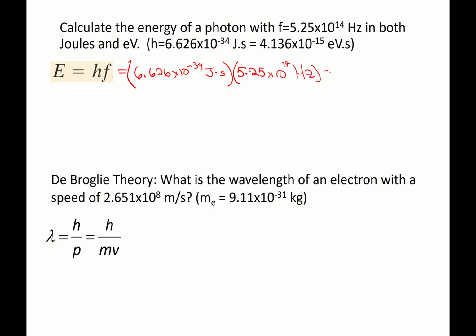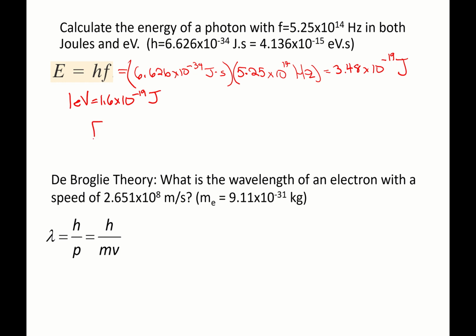So multiply times the frequency, and I will get the energy. The units of hertz and the units of seconds will cancel out, and so I will get an energy of 3.48 times 10 to the minus 19 joules. If I want to put that in electron volts, remember, 1 electron volt is 1.6 times 10 to the minus 19 joules.